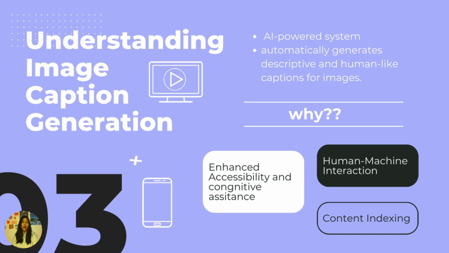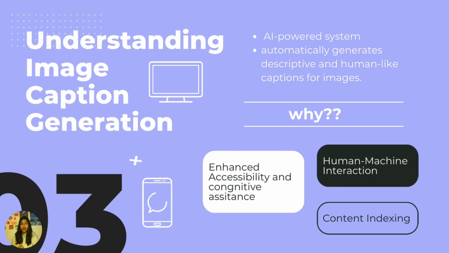Now let's look into what an image caption generator is. Image caption generation is an AI powered system that autonomously generates descriptive and human like captions for images. This involves a sophisticated combination of computer vision and natural language processing. So, why is this important?